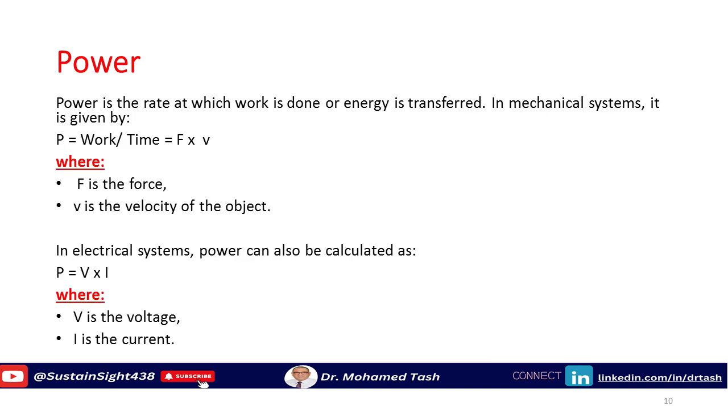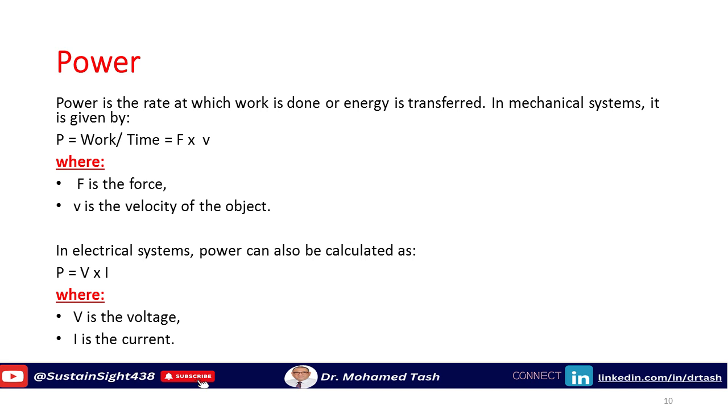Finally, let's discuss power, a crucial concept in both mechanical and electrical systems. Power is defined as the rate at which work is done or the rate at which energy is transferred. It tells us how quickly energy is being used or converted. Think about a light bulb. Its power rating tells us how much electrical energy it consumes per second to produce light and heat.